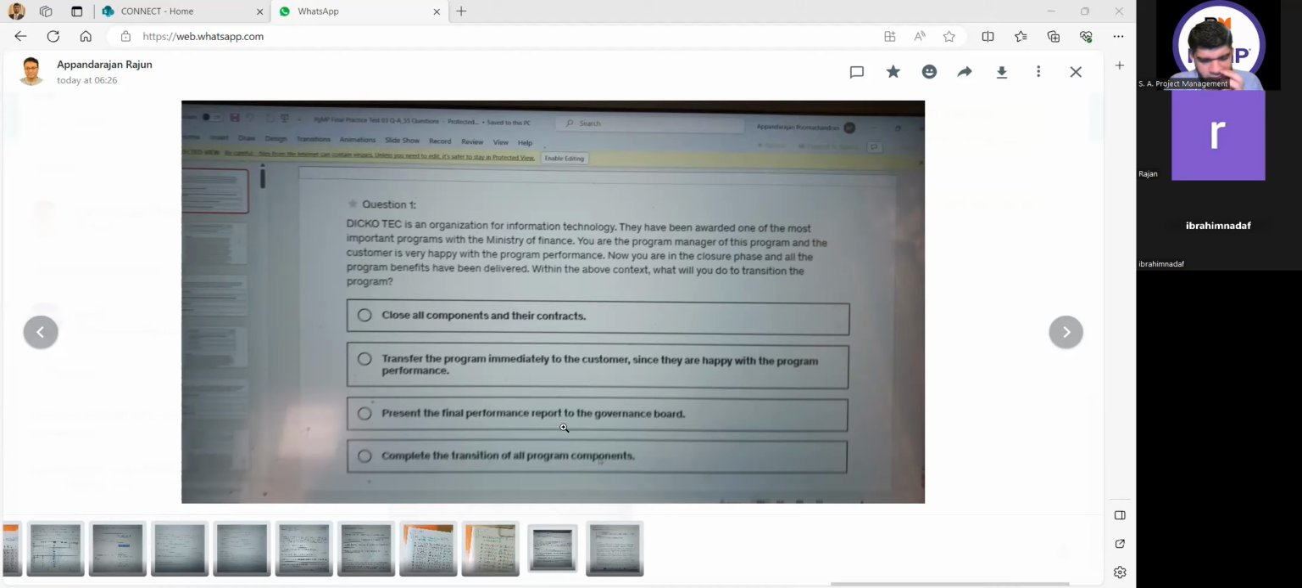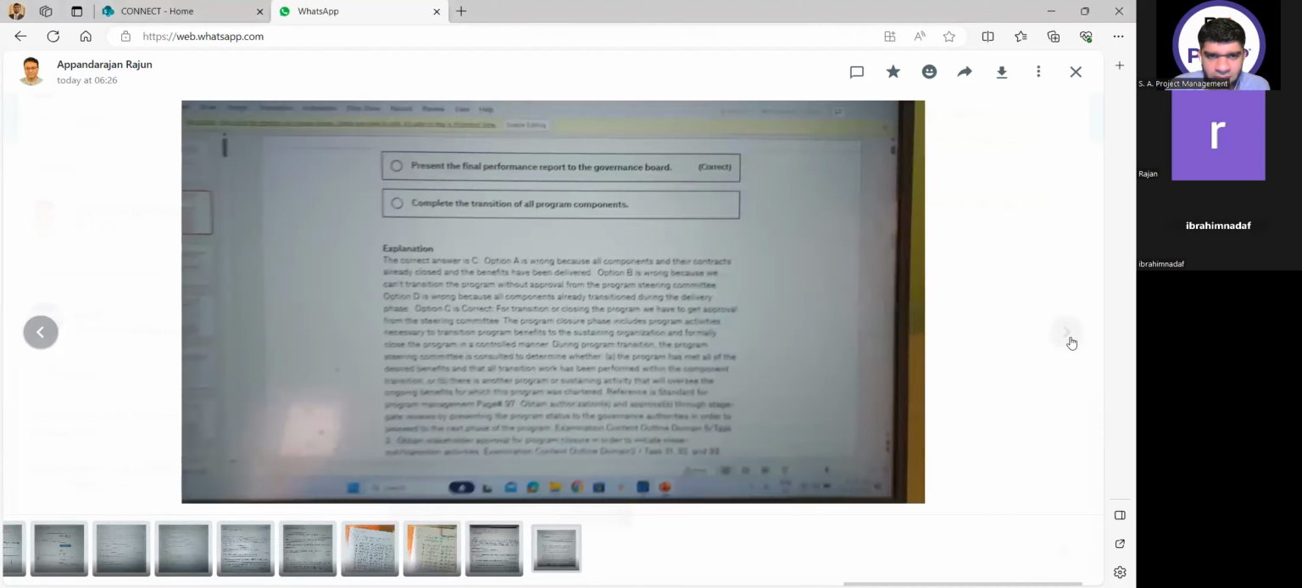When they say program closure, there are 2 points here. One is the program transition, which is different from the component transition. The other is the actual program closure. So when I enter this program closure phase, first you will try to do the program transition. As a program, you would have delivered single projects iteratively to the concerned beneficiary. Now you are transitioning the entire program. While transitioning the entire program, you will first again get the clearance from the PSC. The PSC will check whether all components are already transitioned or not. Page number 97 clearly says that, and that's what is even in the justification.